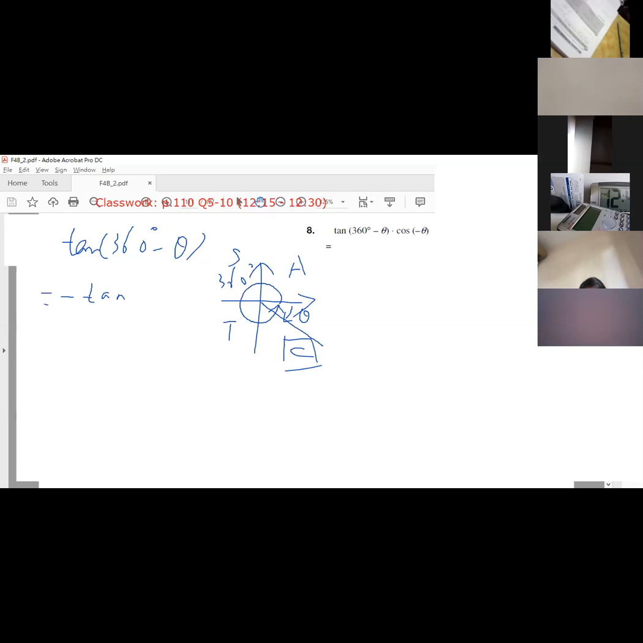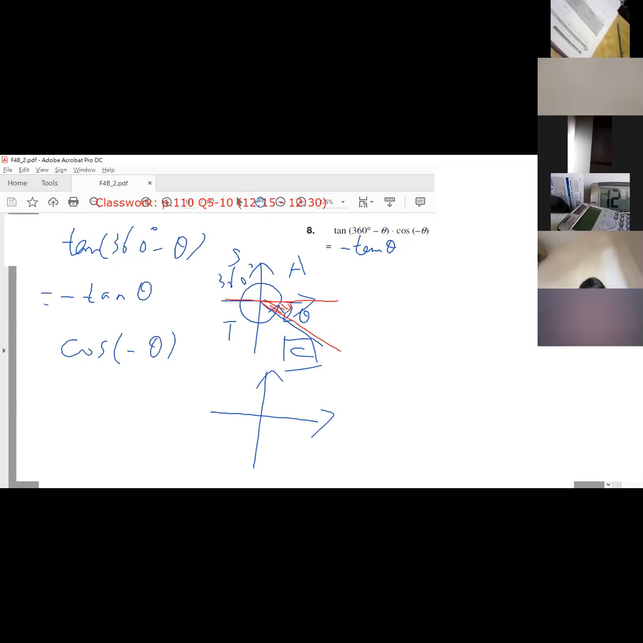And then the angle will be the angle between the side and the x-axis. So it will be this angle. And this angle will be exactly the same as theta, right? Okay, so it is just negative tangent theta. Okay, so this one is negative tangent theta. And how about cosine negative theta? Cosine negative theta. And again, we need to do this.